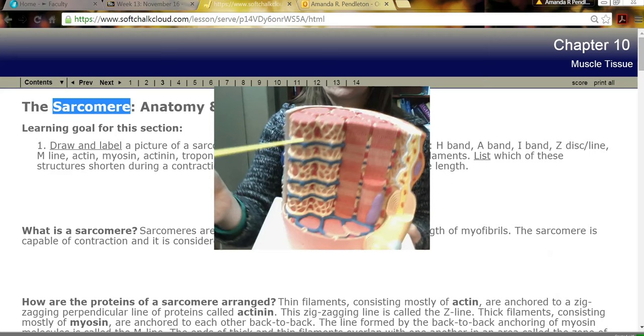Okay, here is our muscle cell, our myofiber model, and I just want to remind you that this whole thing here, all of that, is the muscle cell. This is the plasma membrane of the muscle cell. We see that plasma membrane also down here in pink.